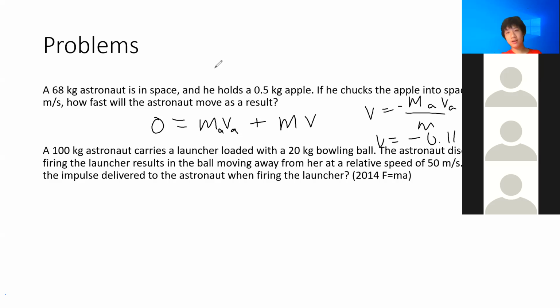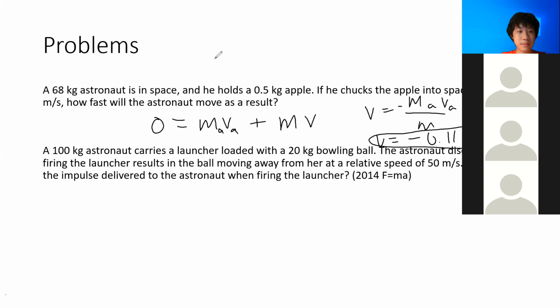So what does this mean here? Well, we defined the apple's movement as positive. So this means that the velocity of the astronaut will be in the opposite direction since it's negative. So basically, the astronaut's going to move at negative 0.11 meters per second.